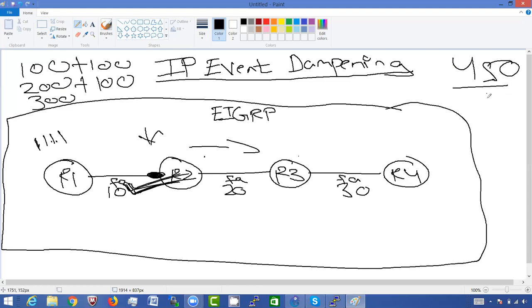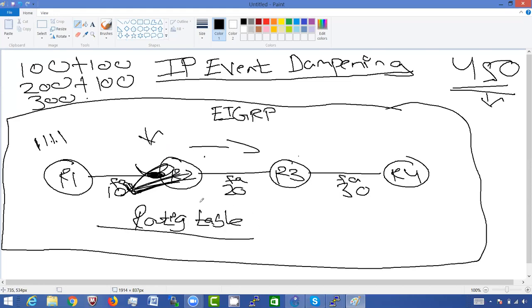What this maximum threshold says is that if my penalty exceeds 450, what will my router, R2, do? R2 will suppress this link. That means R2 will remove this interface from its routing table.